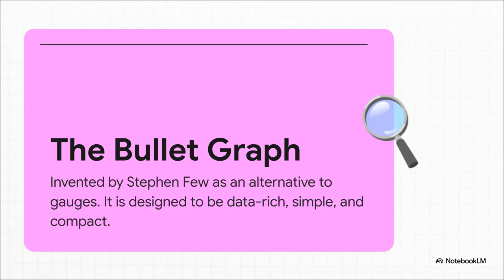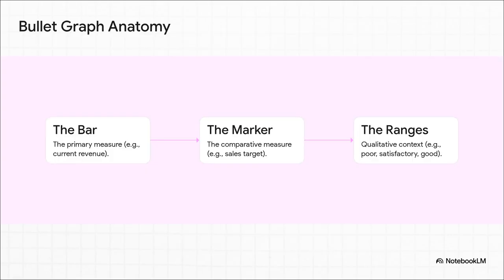This kind of thinking, applying the real science of perception, has even led to totally new inventions for displaying data. Stephen Few created the bullet graph specifically to replace those flashy speedometer-style gauges you see everywhere that are just so inefficient. And the design is just brilliant. In one tiny, compact graphic, you get the whole story.